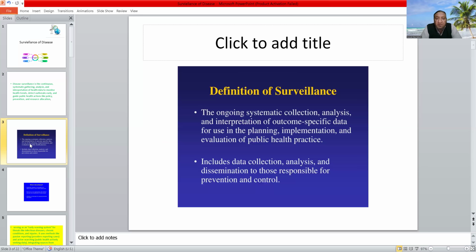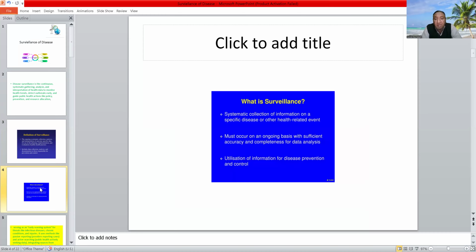Another definition: systematic collection, analysis, and interpretation of outcome-specific data for use in the planning, implementation, and evaluation of public health practice. Public health practice is the applied side of public health. It includes data collection, analysis, and dissemination, which means you have to give information to the users and the stakeholders. Another simple definition: the same thing must occur on an ongoing basis, with sufficient accuracy and completeness, and utilization of information for disease prevention and control.